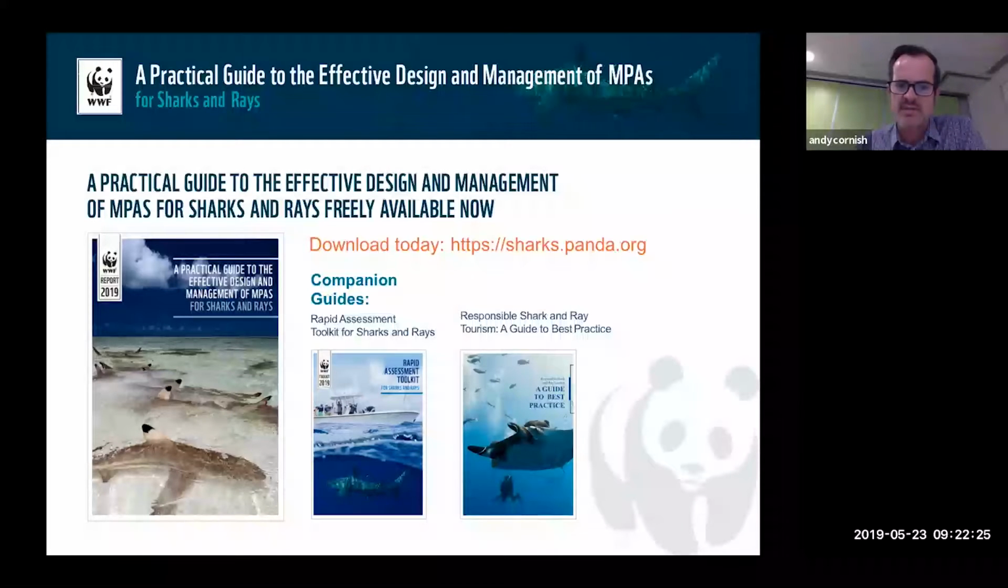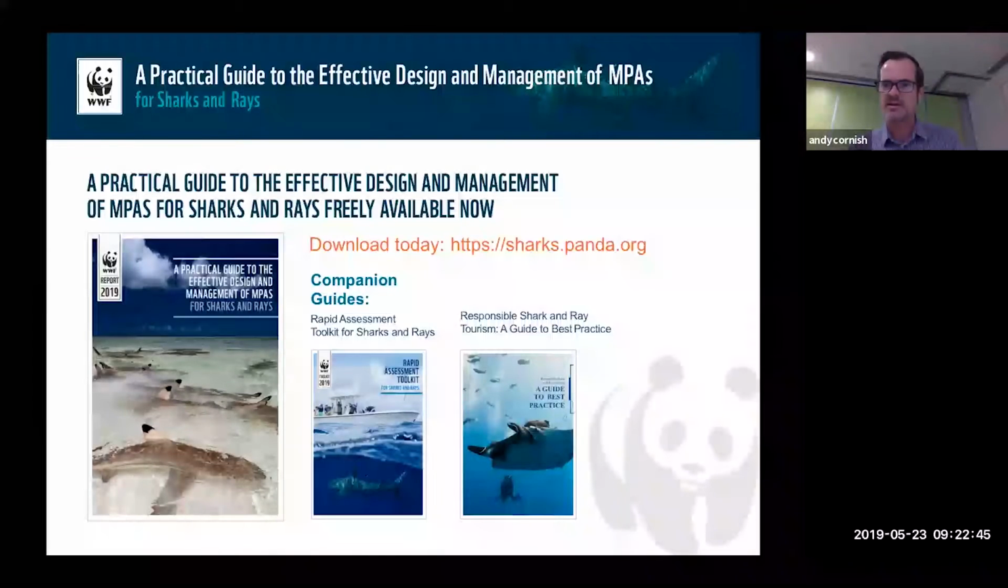And the rapid assessment toolkit is a swathe of tools for collecting different kinds of shark and ray information. So, landings, genetics, but particularly shark movements as well. So I think, if you were planning an MPA and you wanted to think about shark movements, looking at that toolkit is a great place to start. And I'm going to stop there, I think, see if there's any initial questions.